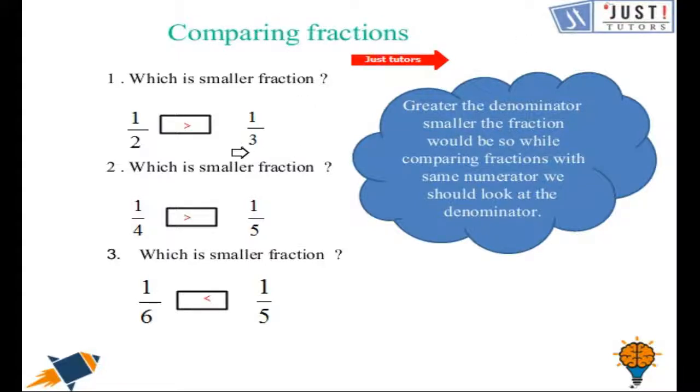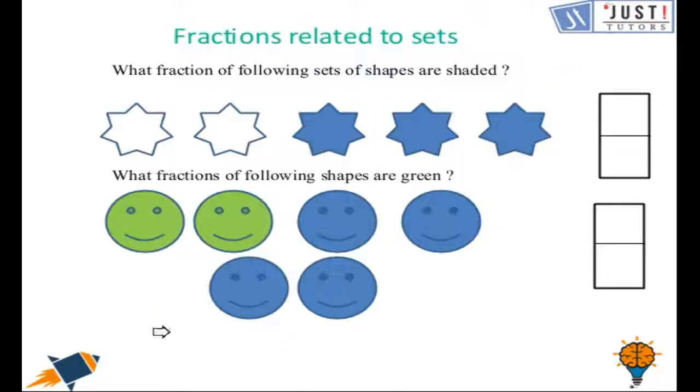In the first one, as we can see, this fraction has a greater denominator, so it will be a smaller fraction. In this one we have 4 as the smaller denominator, so that will be the greater fraction, and 1 over 5 will be the smaller fraction. And we'll do the same with question number 3.